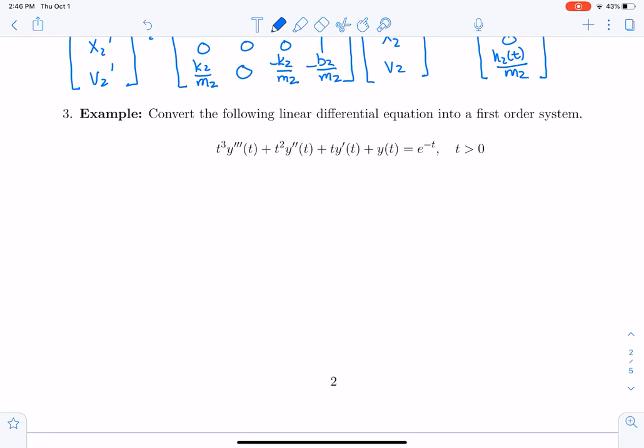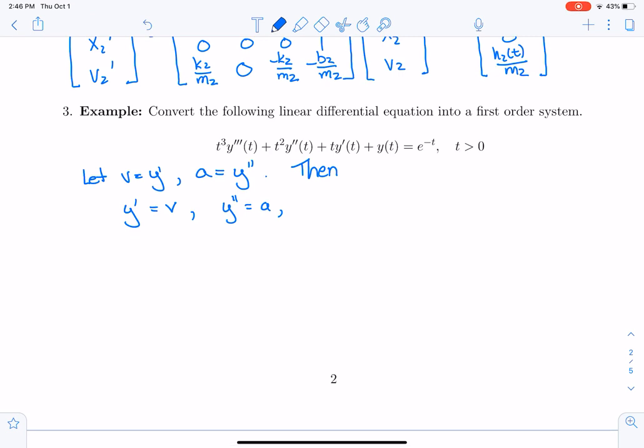Okay, so if we want to convert this into a system, we're going to need to introduce some new variables. Those variables are going to be v, which is the derivative of y, and acceleration, which we'll call a, which is going to be the second derivative of y. Then we can write y prime is equal to v, y double prime is equal to a, and in fact, I'm going to write this across for room. So y double prime is equal to a. And then we're going to solve for what y triple prime is.